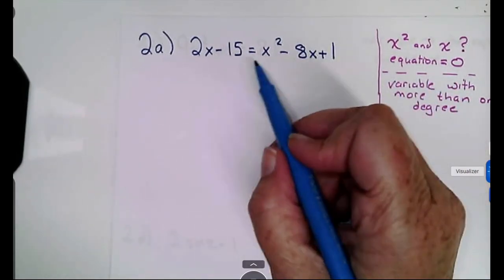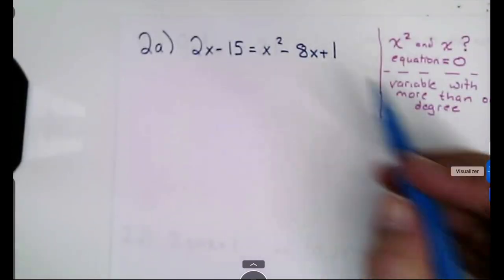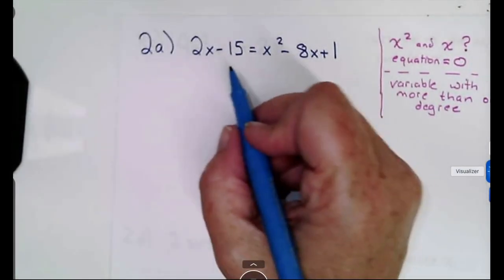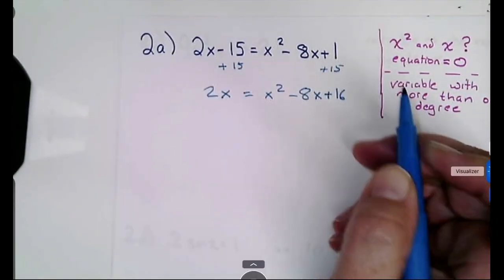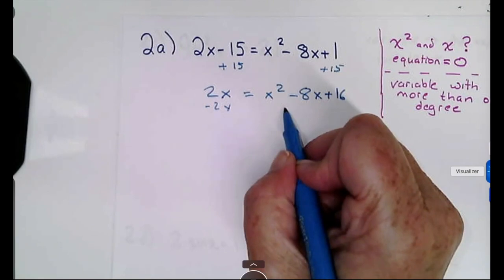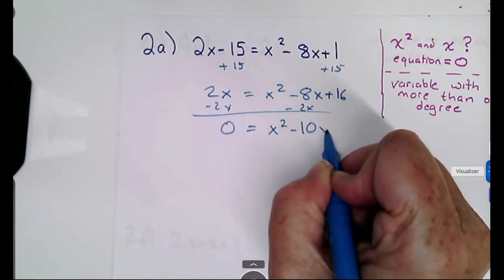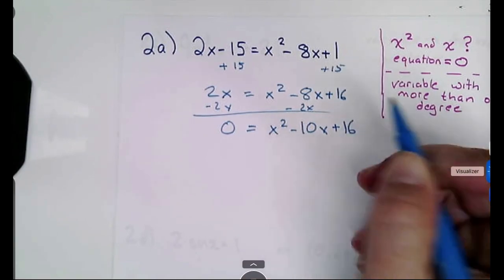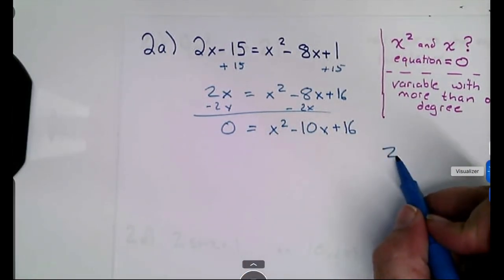Okay, so we could say these variables have more than 1 degree. This has an exponent of 2, this has an exponent of 1. We've got to set it equal to 0. So let's add 15 to both sides. And then you can subtract 2x from both sides. If you do that all in one step, I'm okay with that as long as you are accurate. And then to solve for x now, we're going to use the zero product property.